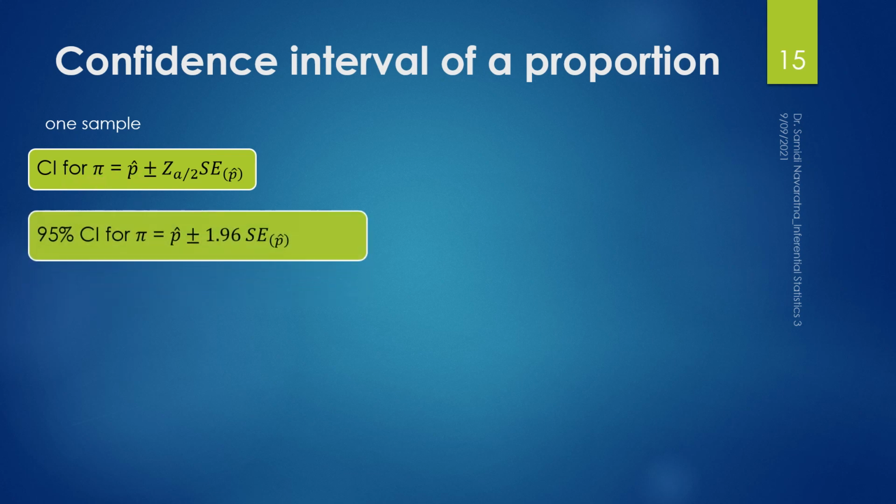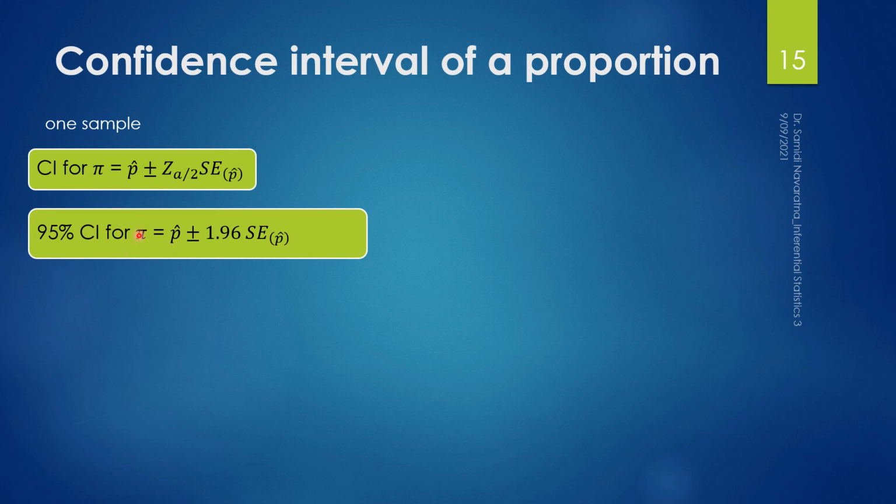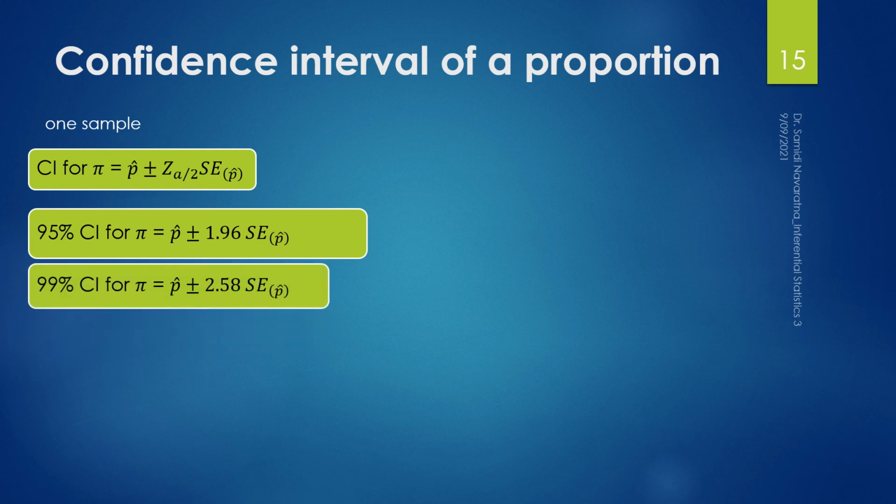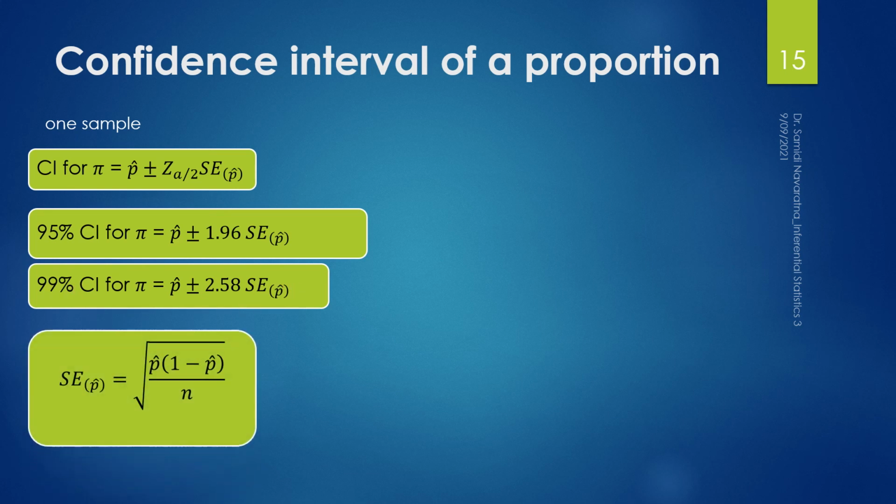So, the 95% confidence interval for population proportion would be sample estimate plus or minus 1.96 into standard error of the sample estimate. And the 99% confidence interval would be this. And to calculate the standard error, we will be using the equation we just learned.